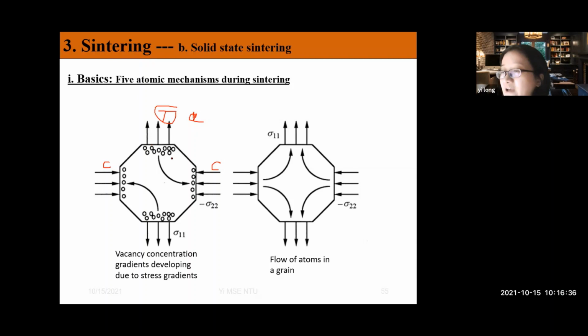Vacancies move from the higher concentration to the lower concentration. So vacancies move this way, and because we have compression, the atoms move from where to where? Atom is going to move from C to T or T to C?